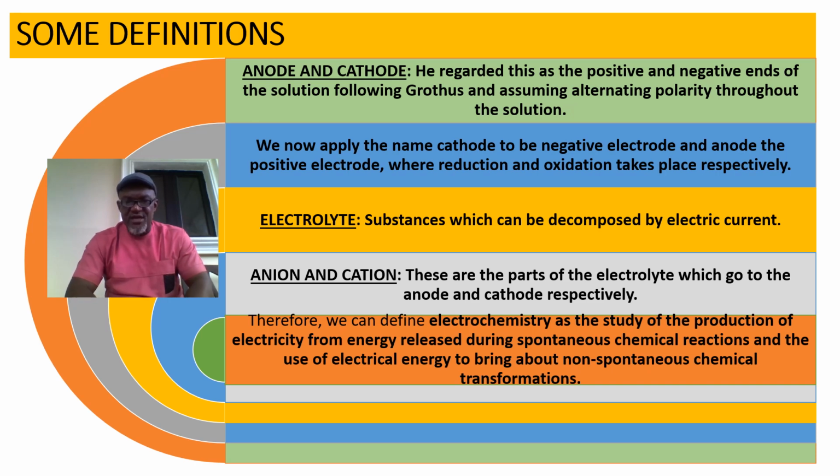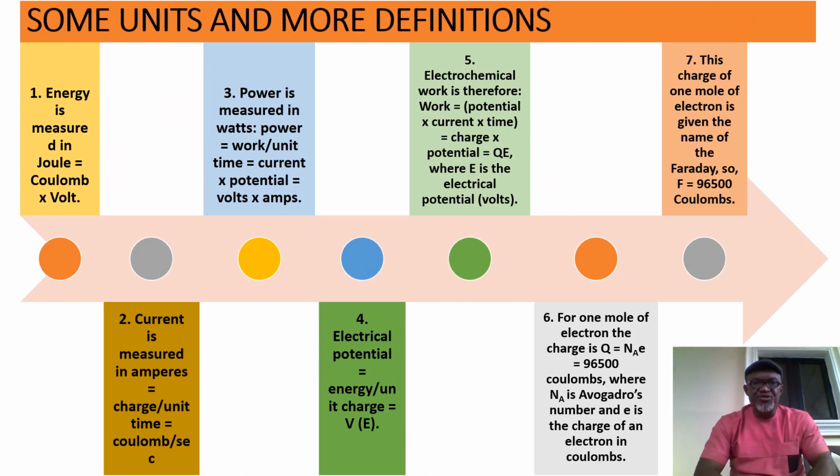So spontaneous chemical reactions and the use of electrical energy to bring about non-spontaneous chemical transformations. So you can see there are two types. One part of electrochemistry is the electrochemical cells we are going to see, spontaneous. The other part is the electrolytic cells we are going to see, that is by electrolysis. Now, some units and more definitions. You remember this is an introductory part, so that when we meet some of these things later, we'll be able to know what they are.